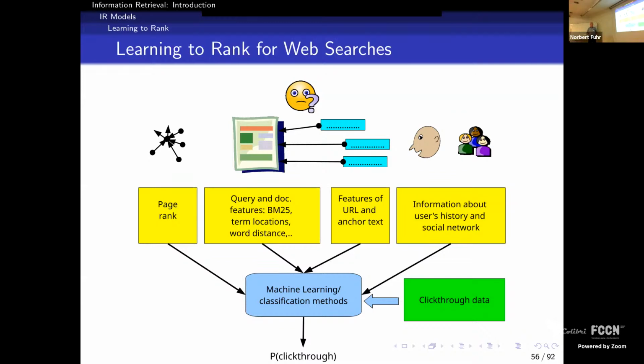And then for training, for example, you can use click-through data, and then you can estimate the probability that the user will click on this document and rank documents according to the click-through data. Or, as I said, also use other training data if you have low-paid workers who manually judge relevance. You can train on this data and get better estimates. So that's the basic idea of learning to rank.